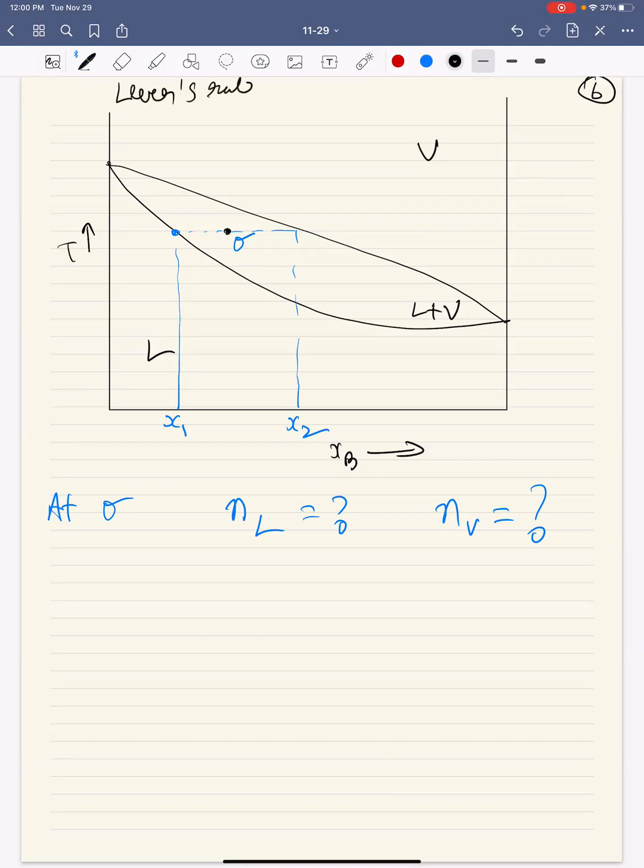Levers, is it levers or lever? I don't know. It's Lever rule. Lever was not a person. Yeah, I should have known that.